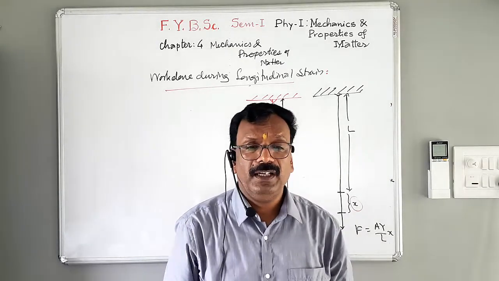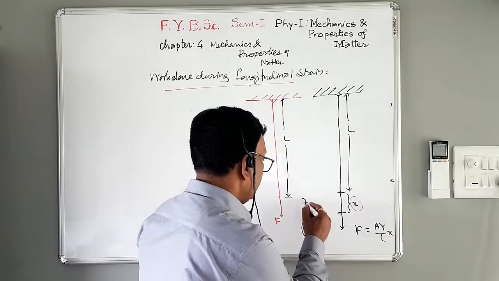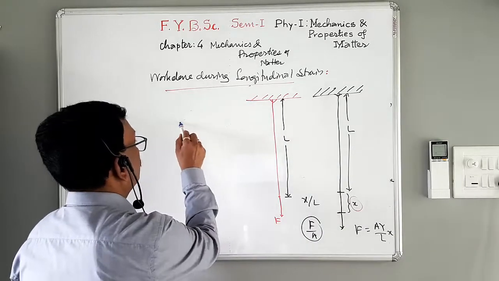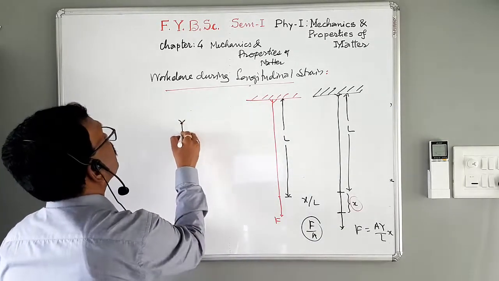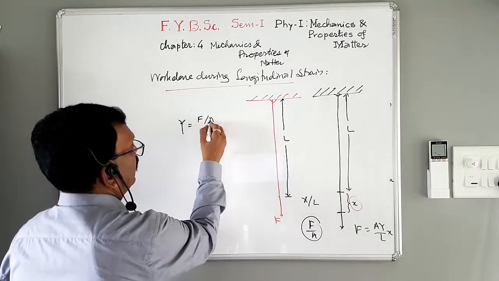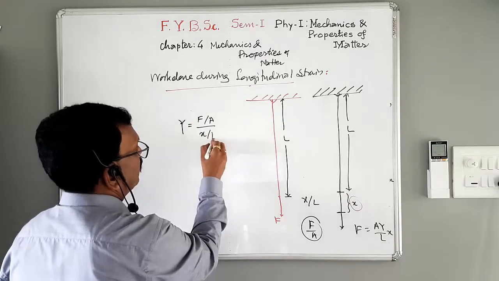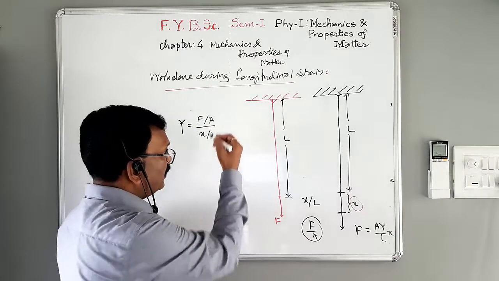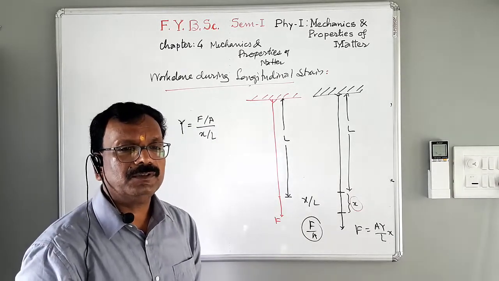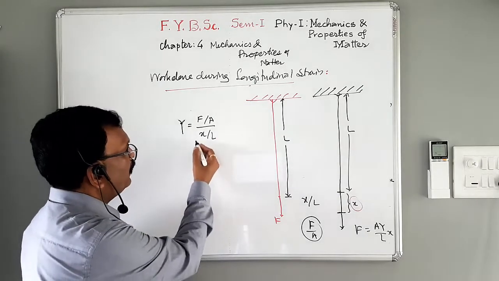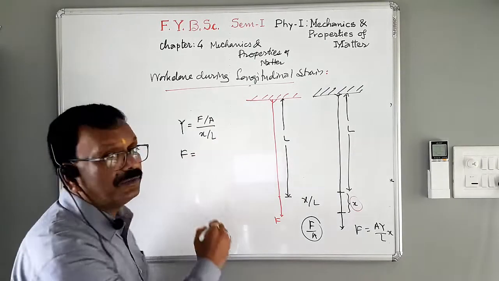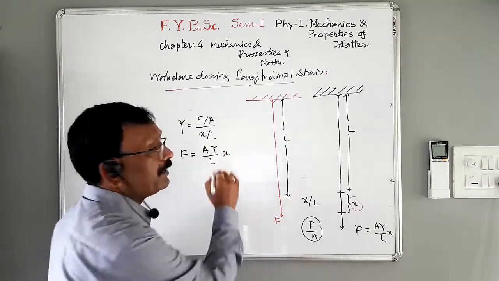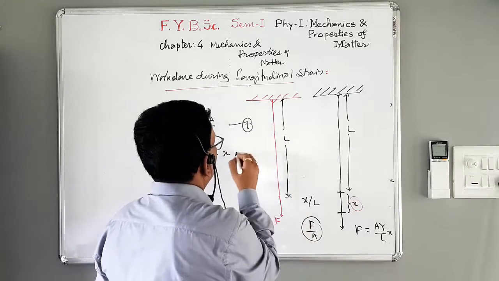This is the longitudinal force, and longitudinal strain in the wire is nothing but x upon L, and therefore Young's modulus is nothing but F upon A upon small x upon capital L. This is nothing but, according to the definition, longitudinal stress upon longitudinal strain. From this we can define force equal to AY upon L into x. Suppose this is equation 1, this is equation 2.